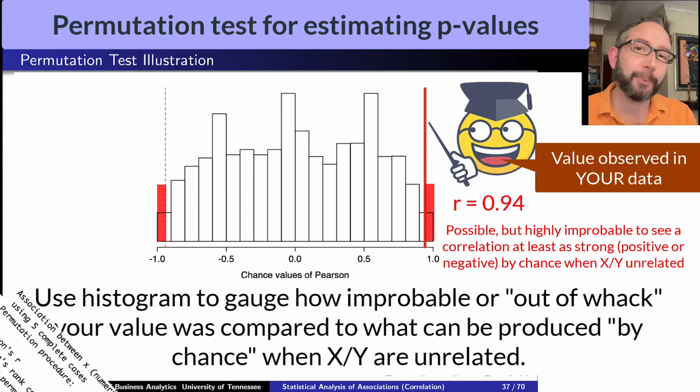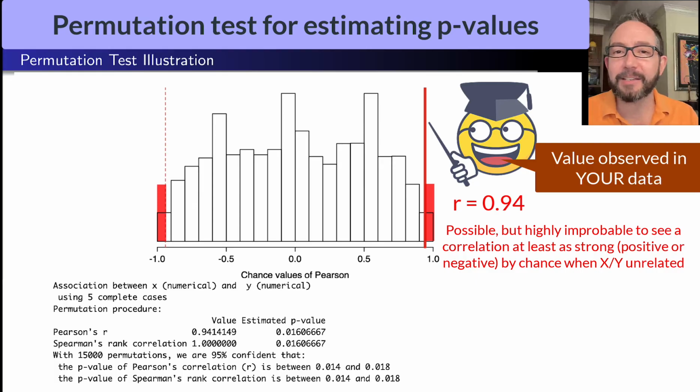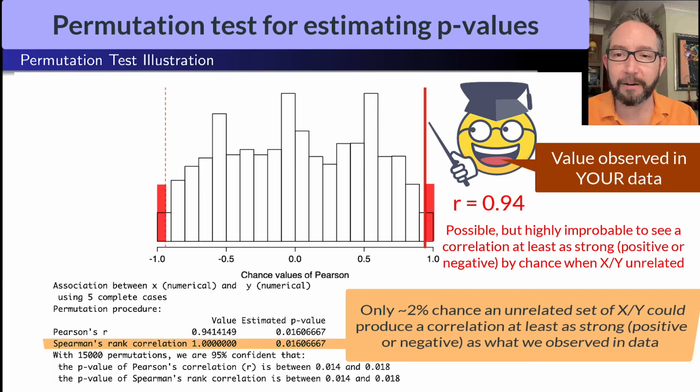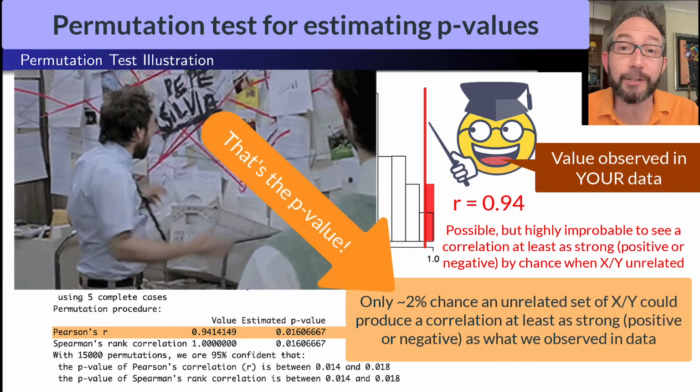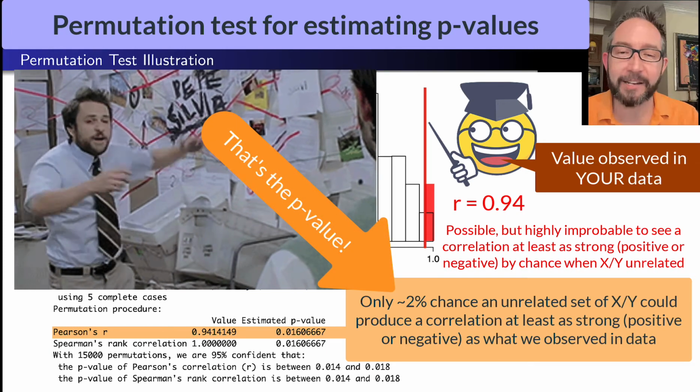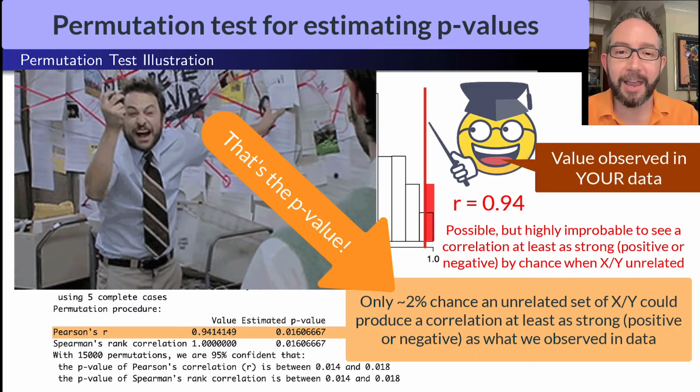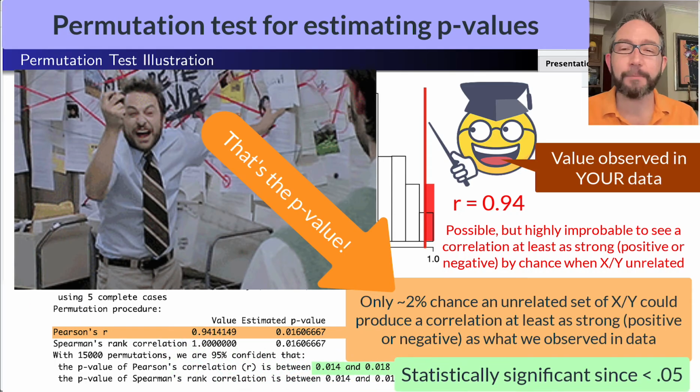But it turns out that if we look at all of our permuted data sets, this turns out to be a fairly rare occurrence. Only 2% of those permutations resulted in correlations that were at least as strong, positive or negative, as the value we measured in our data. And so this is what we call the p-value, the probability that random chance alone is able to produce a correlation or an association at least as strong as what you measured from your data. Since this is less than 0.05, we would say that this is statistically significant.